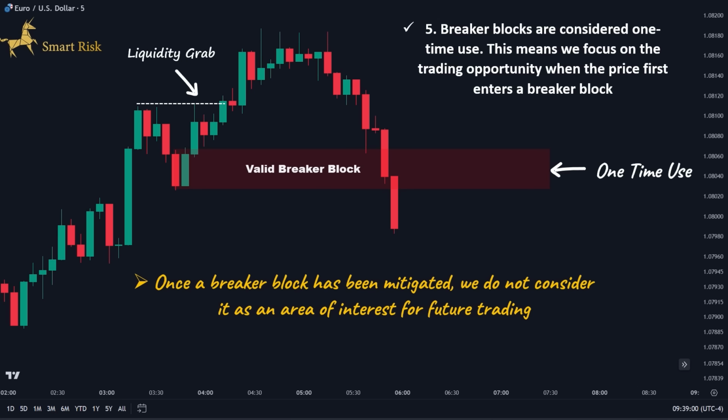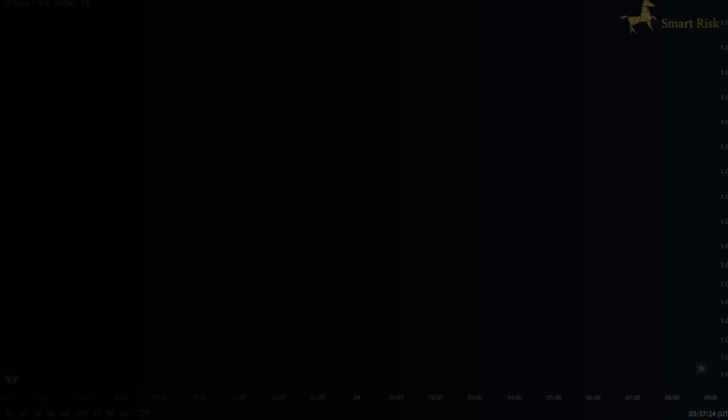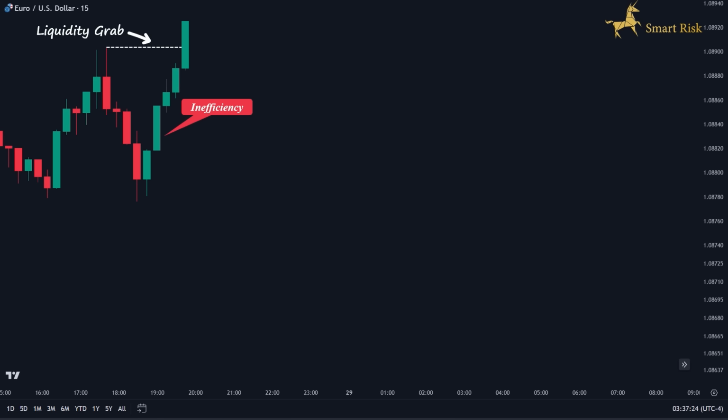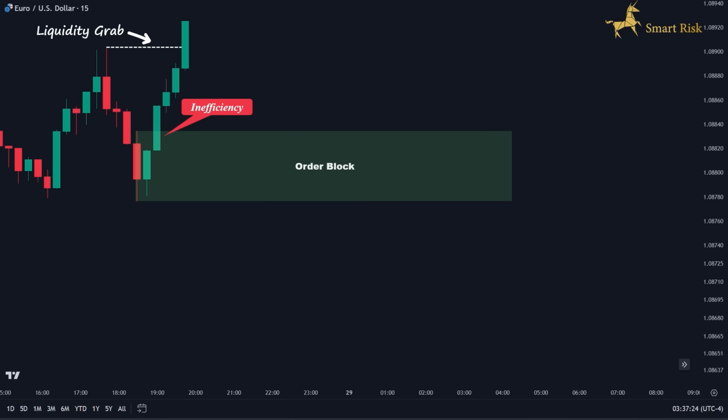To integrate all the criteria and rules for identifying valid breaker blocks, let's examine a real chart example. We're looking at the Euro-Dollar 15-minute chart. Initially, there's a swing high followed by a swing low. Then we see a strong upward push that breaks and closes above the previous swing high. This forms a valid order block, indicating strong demand for long positions.